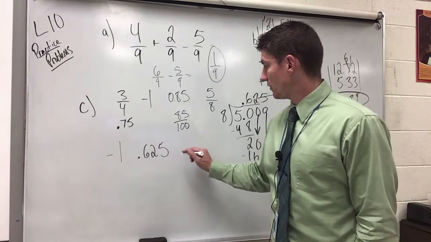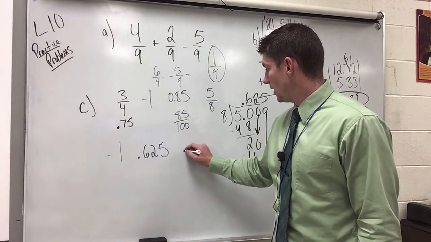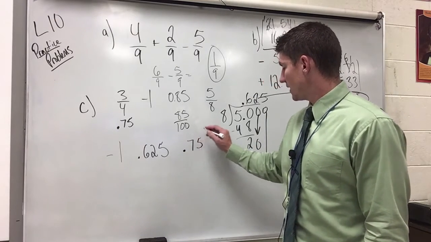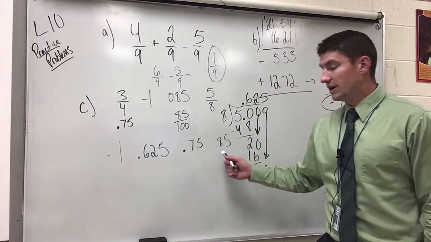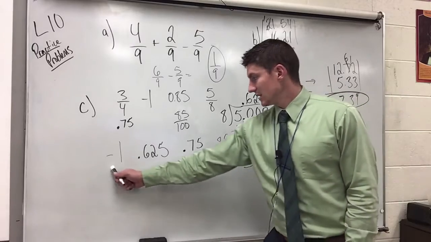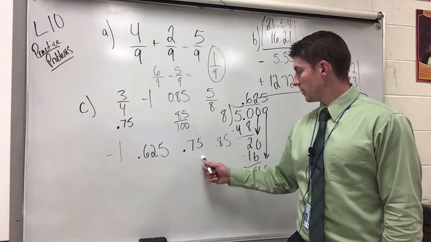So I got 0.7. 0.85, the smaller of the numbers in terms of that same place value, shows you that this is the least, a little bit bigger, and the greatest.